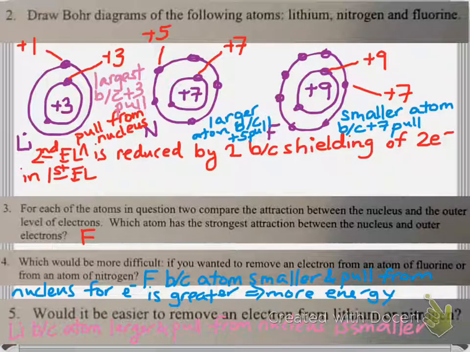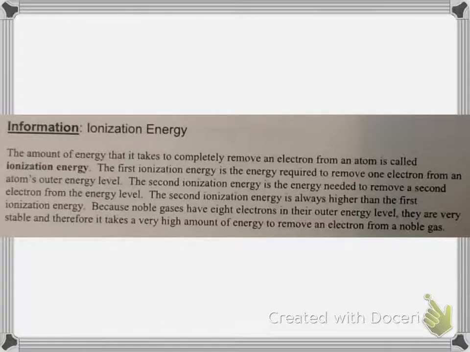So it would be easier to remove an outer electron from lithium because lithium's outer electron experiences a weaker force of attraction from the nucleus. So, information about ionization energy. The amount of energy that it takes to completely remove an electron from an atom is called ionization energy.